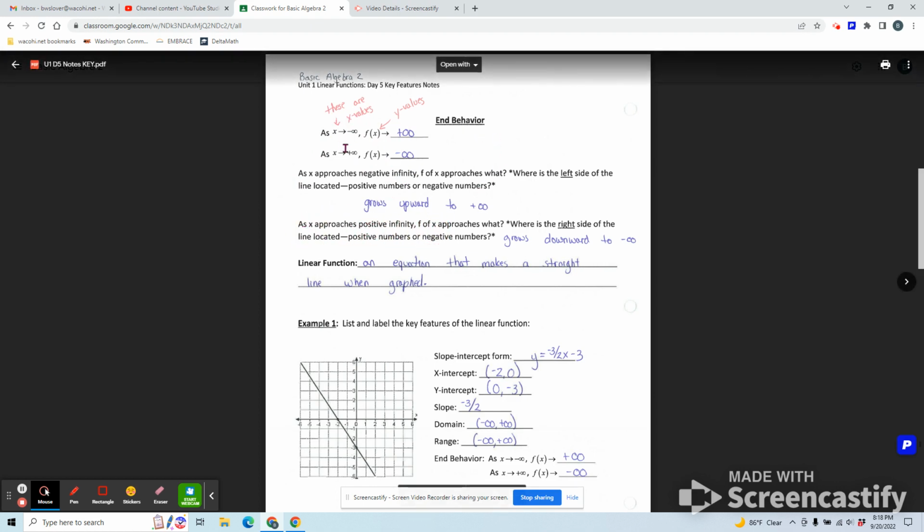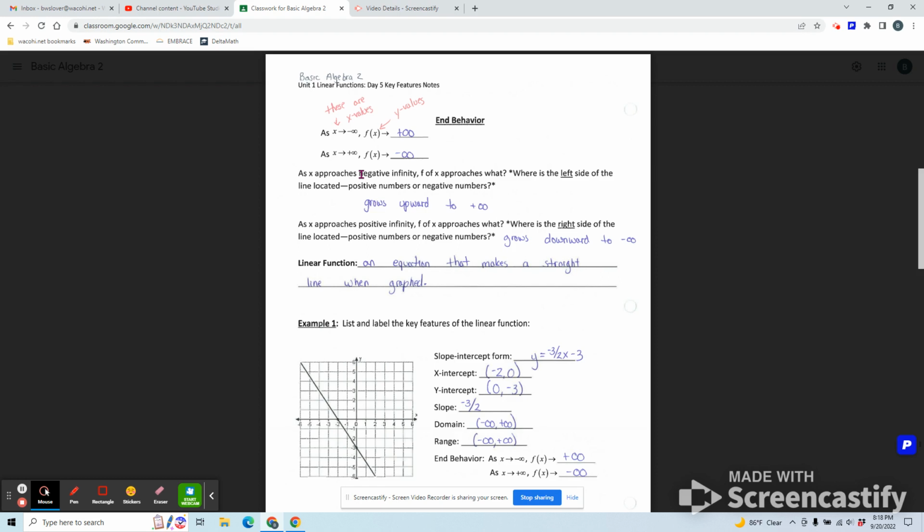So first off, let's figure out what this means. I have a positive and negative infinity. Well, infinity is obviously very large by definition. So we need a way to kind of pinpoint what direction we're looking at.